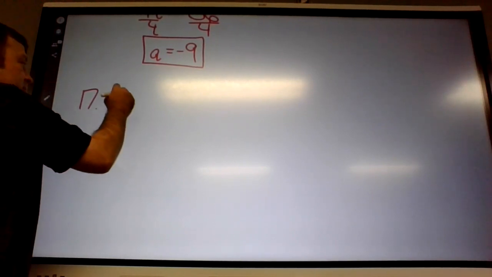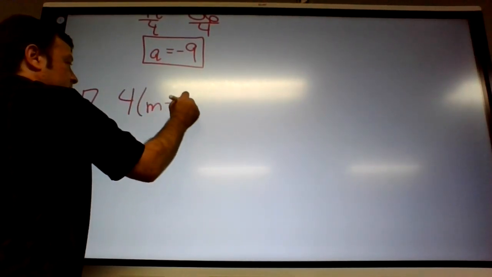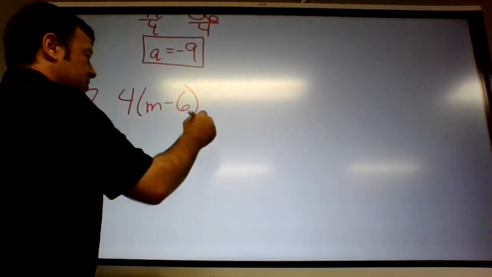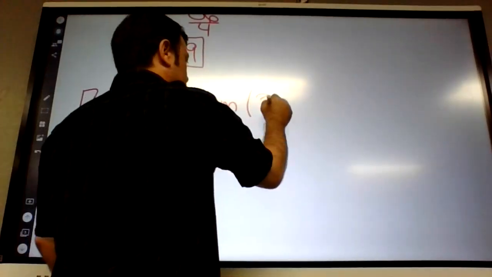17, uh-oh, it's getting big. 4a minus 6. Brooke said she wanted the challenge.